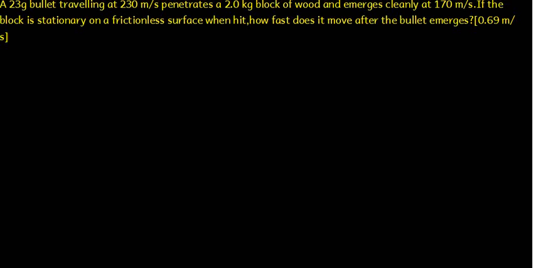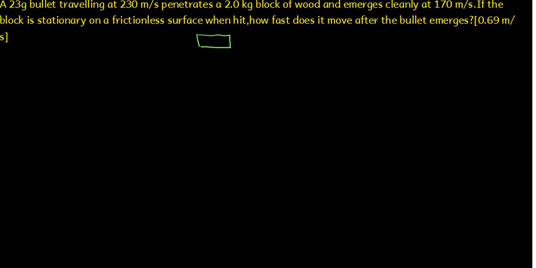A 23-gram bullet traveling at 230 meters per second penetrates a 2 kg block of wood and emerges cleanly at 170 meters per second. If the block is stationary on a frictionless surface when hit, how fast does it move after the bullet emerges?